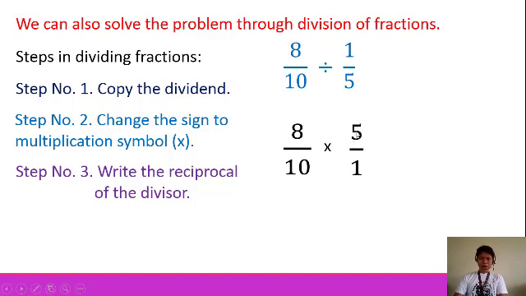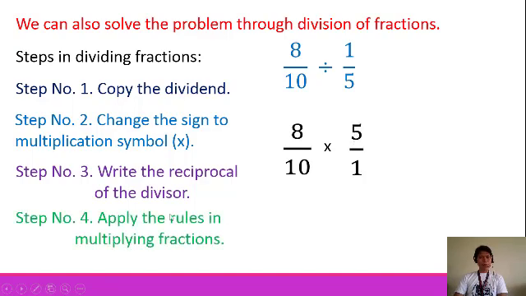So it means it is 5/1. Okay? And then next, apply the rules in multiplying fractions. So the rule in multiplying fractions is just multiply the numerators, and then multiply also the denominators. So 8 times 5 is equal to 40, and 10 times 1 is equal to 10. And you can simplify this one. So this is 40 divided by 10 is equal to 4.